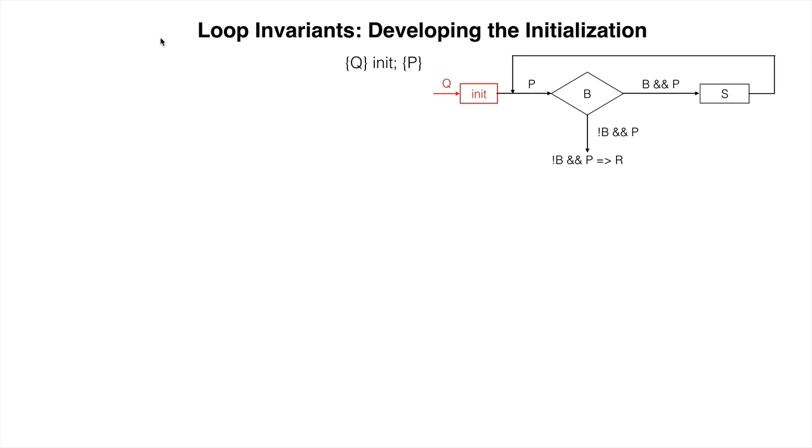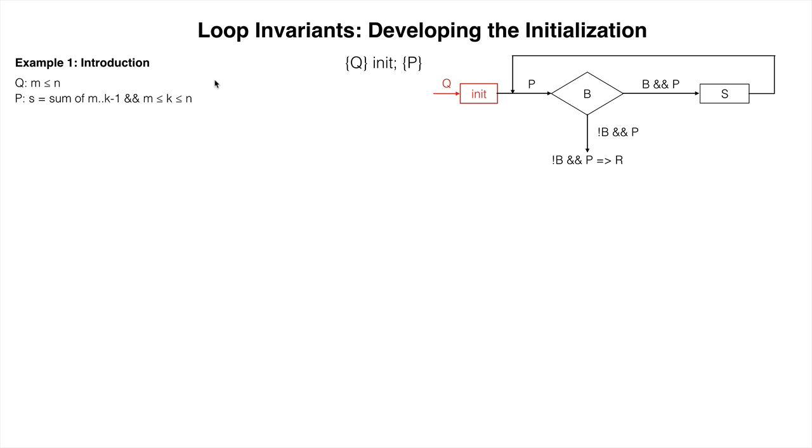Now we will practice developing the initialization of a loop in a way that answers only the first loopy question. The goal is to find an initialization that truthifies the following statement. The execution of the initialization given Q is guaranteed to terminate with P true. Let's look at our first example of precondition Q and invariant P.